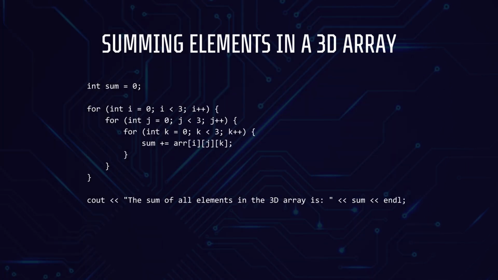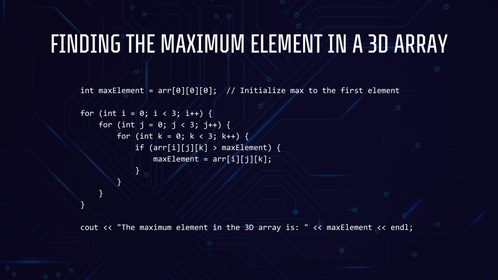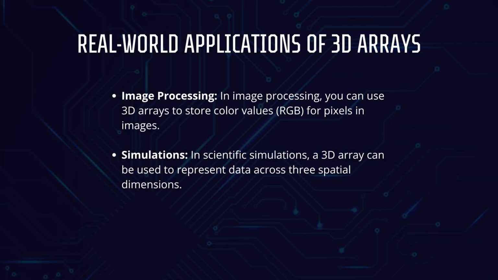Let's now calculate the sum of all the elements in a 3D array. This code uses 3 nested loops to traverse the entire 3D array and accumulate the sum of all elements. Now, let's find the maximum element in the 3D array. We initialize maxElement to the first element of the array. As we iterate through the array, we compare each element with the current maxElement, and if the element is larger, we update maxElement.